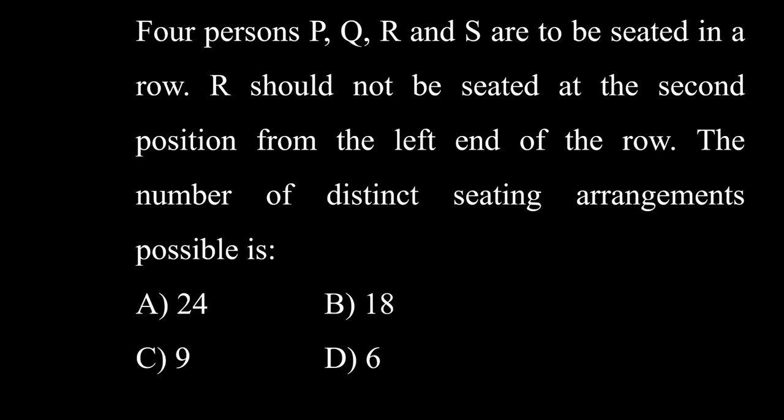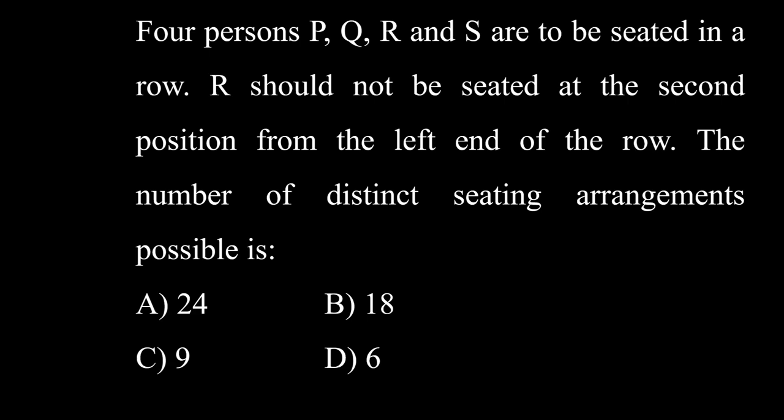Here there are 4 people. We need to arrange those 4 people in a row. But there is a condition, right? R should not be seated at the second position from the left end of the row. See, in reasoning, there is a concept called seating arrangements, row arrangement and circular arrangement. In a row, we need to seat people, or we have to arrange them in a circle. In fact, in permutations also, permutation means linear permutation. There is one more thing called circular permutations, arranging people in a circle. It's actually related to a concept in reasoning, row arrangement and circular arrangement.